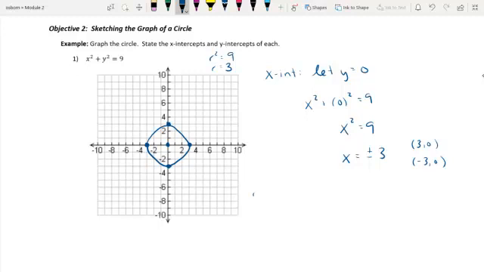Now, to find the y-intercept, you're going to let x equal 0. So that means I've got 0 squared plus y squared equals 9. So y squared will equal 9. So y will equal plus or minus 3, which gives me the coordinate points (0, 3) and (0, negative 3). And you can see that all 4 of these points are plotted on my graph.